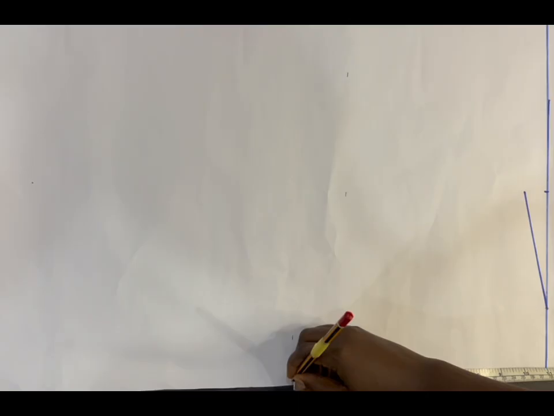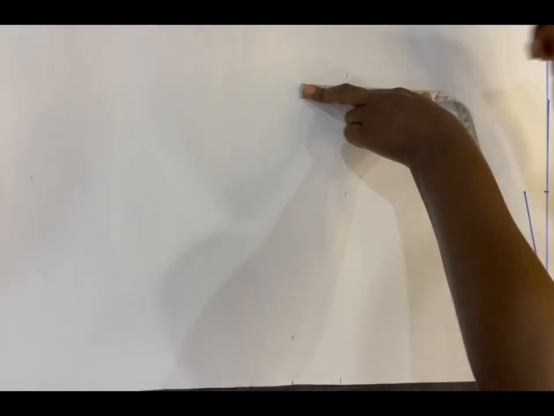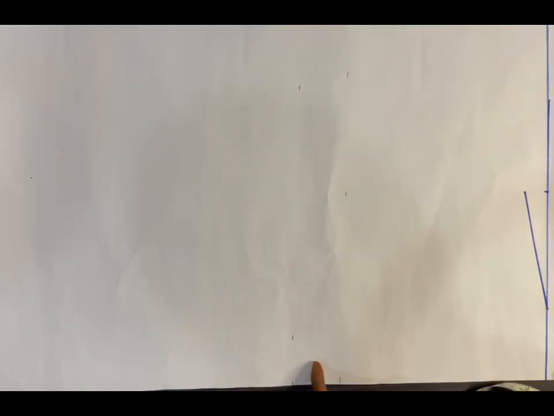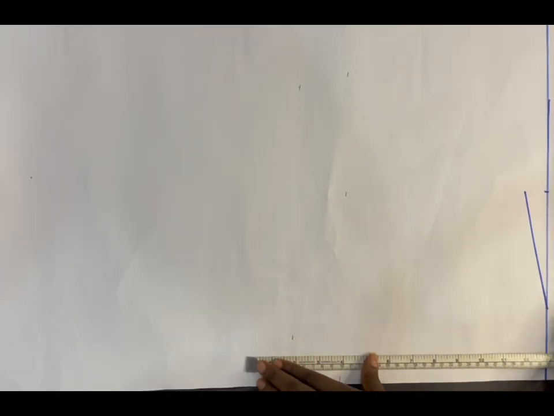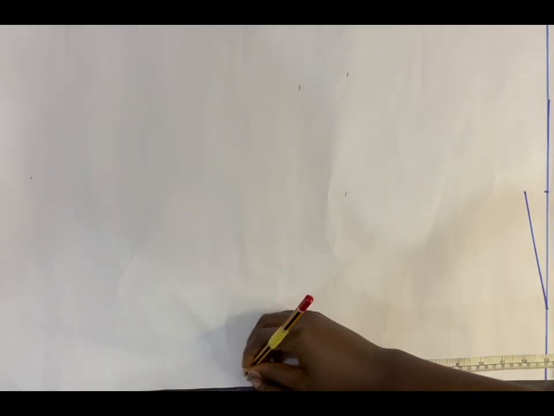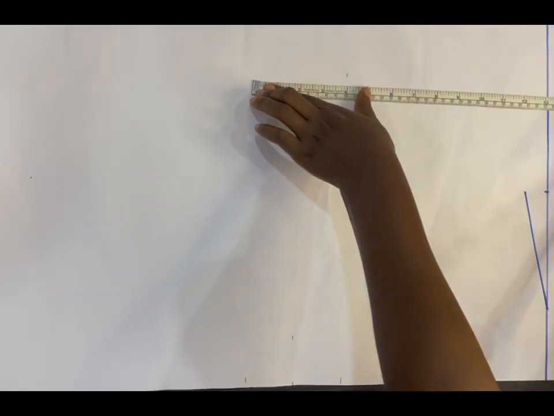I also marked the length I want for the cape. I used 2 inches below my bust point, but you can decide to play around with it. Just do whatever works for you. You can make it shorter, you can make it longer. So I'm just extending the lines, drawing them out from the points that I marked.